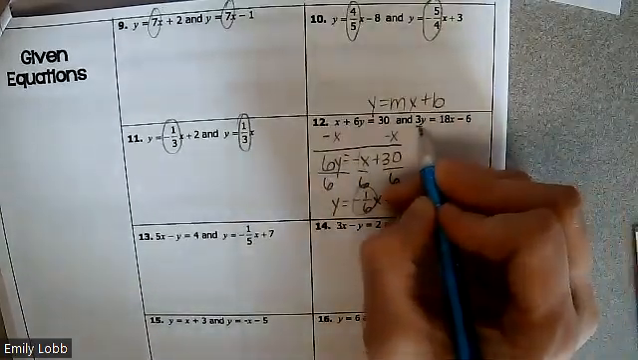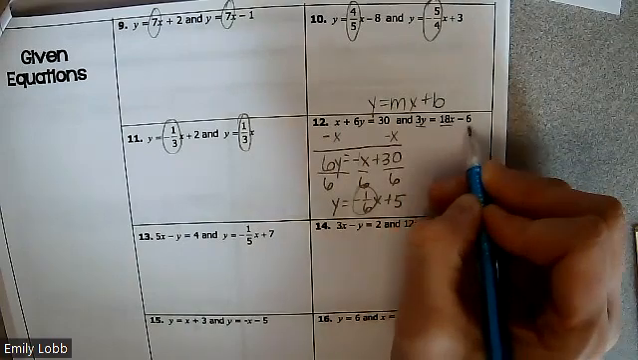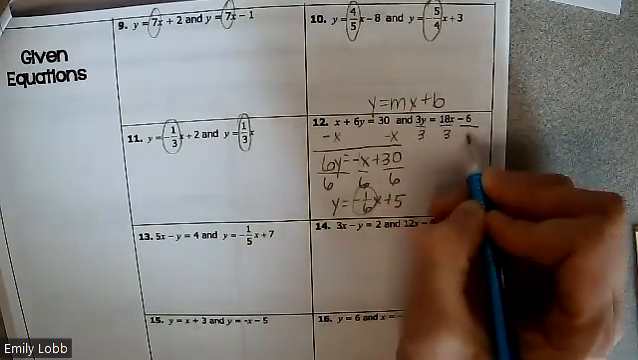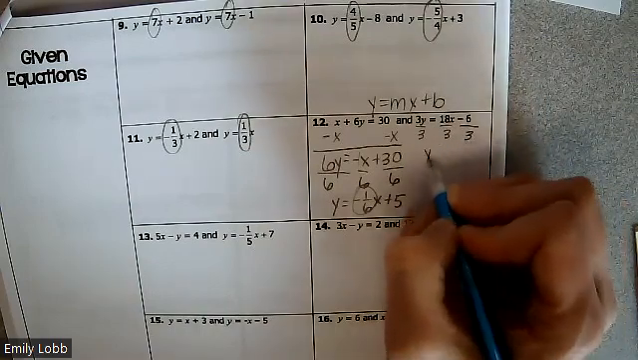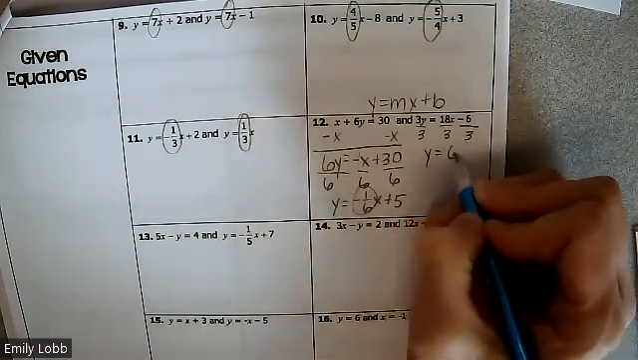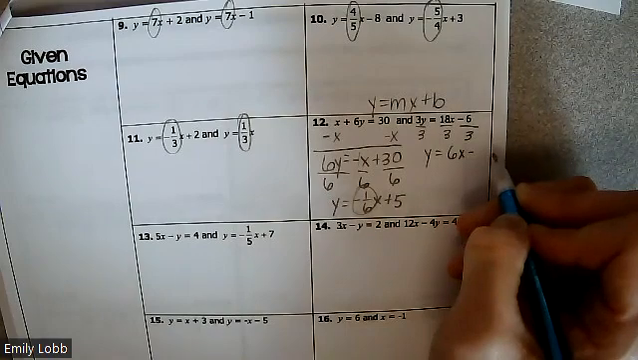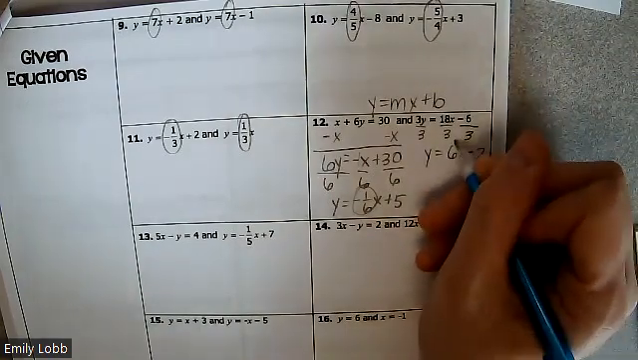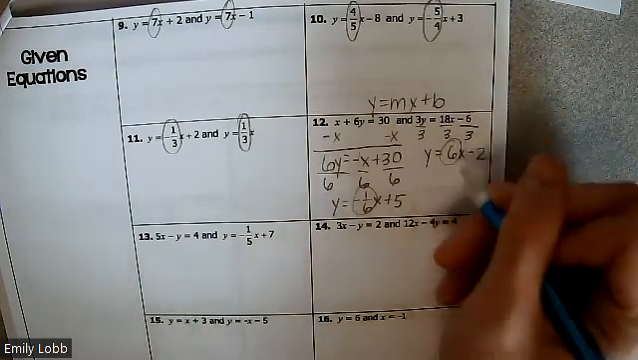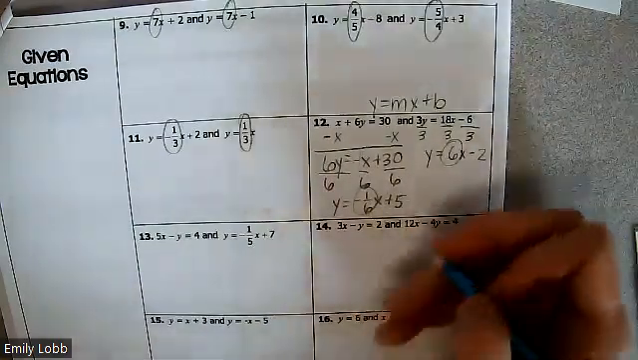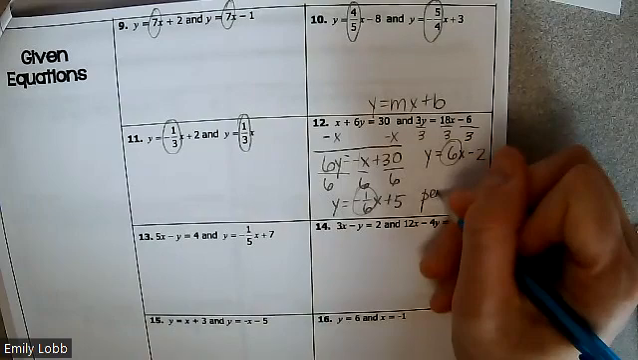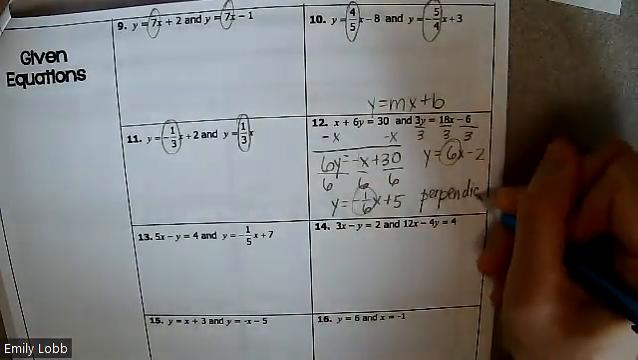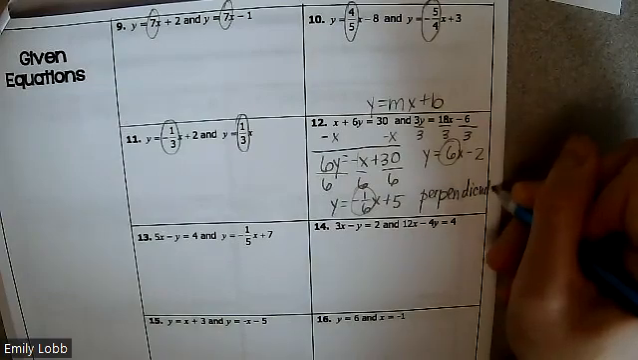How do I make this just a y? Dividing everything by 3. So y equals 6x minus 2. So here is my slope. These are perpendicular. Good. So this is requiring you to do one more step in a couple cases.